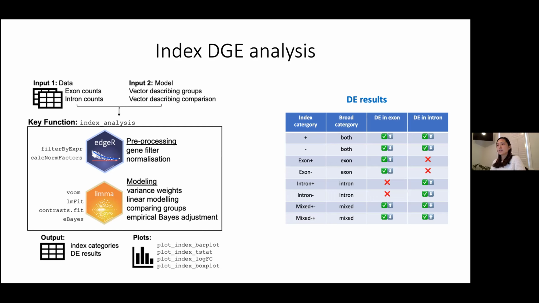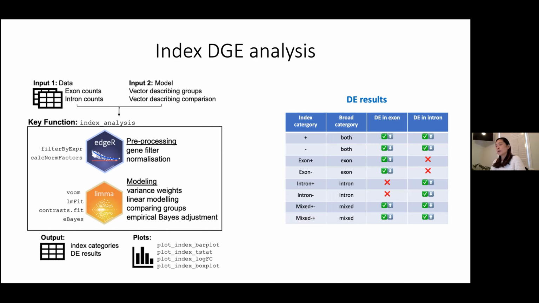On the left, it's just a little schematic showing the workflow of how index works. I'm not going to go into the full details of this. I just wanted to point out that you need gene-wise exon counts and gene-wise intron counts. The general pipeline follows a limma-voom workflow. And then you get some index categories as output.